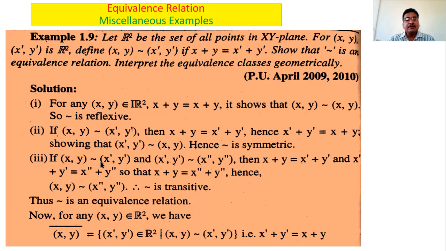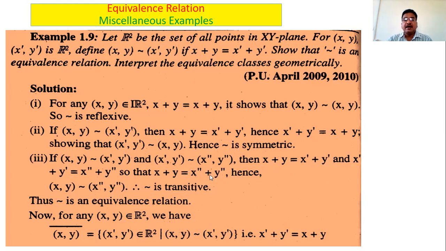So what is the meaning of (x, y) is related to (x', y')? By using the meaning given in the example, (x, y) is related to (x', y') means x + y = x' + y'. And what is the meaning of (x', y') is related to (x'', y'')? That x' + y' = x'' + y''. And so from these two equations, we have x + y = x'' + y'', because the x + y value is x' + y', and the x'' + y'' value is the same x' + y'.